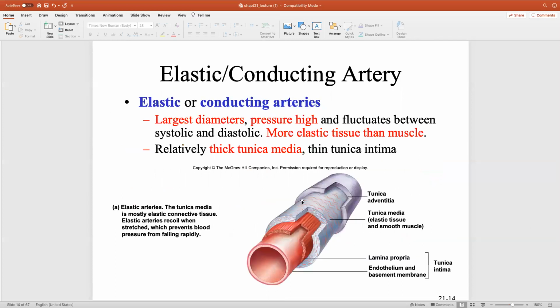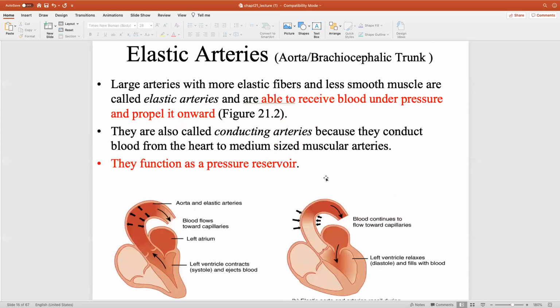Now, the types of arteries. We have elastic arteries: largest diameter, highest pressure, fluctuates between systolic and diastolic blood pressure, more elastic tissue than smooth muscle, and contains a relatively thick tunica media, and that tunica media has more elastic tissue. Why do I keep mentioning it? It's because of this. Elastic arteries include the aorta and the brachiocephalic trunk. All trunks that we talk about are made out of elastic arteries.